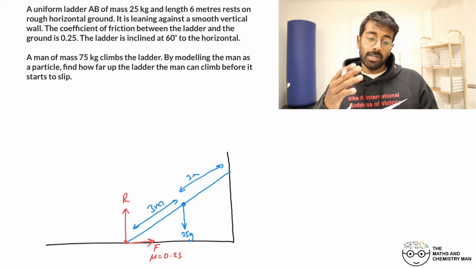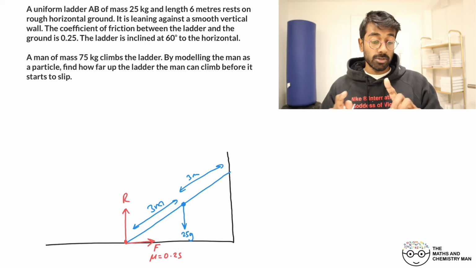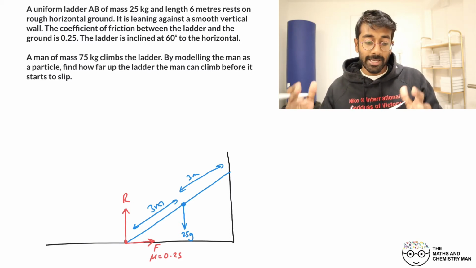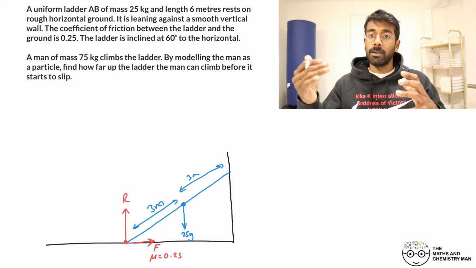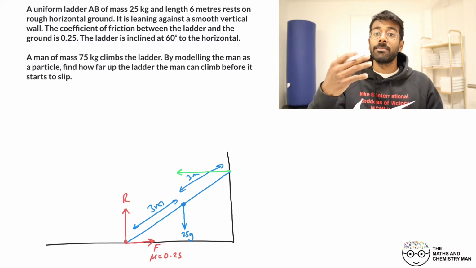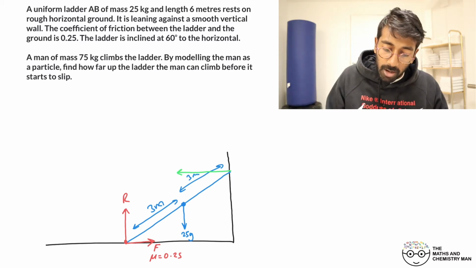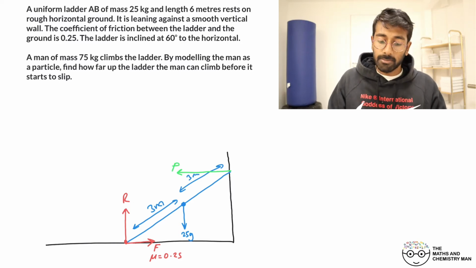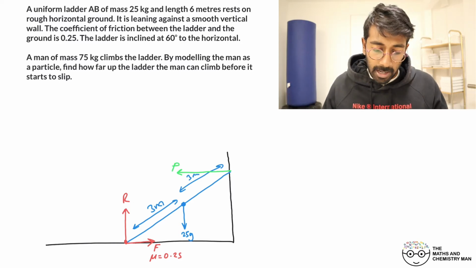Next thing, it's now leaning against a wall. The wall is smooth though, so there's no friction there. But still, the wall is going to be pushing against the ladder. There's going to be some reaction force over there as well. So we've got to put that in. So I'll draw it in there, but we've got to label it as something else. So we can't call it R, we'll call it P for now. There we go. Let's call it that.